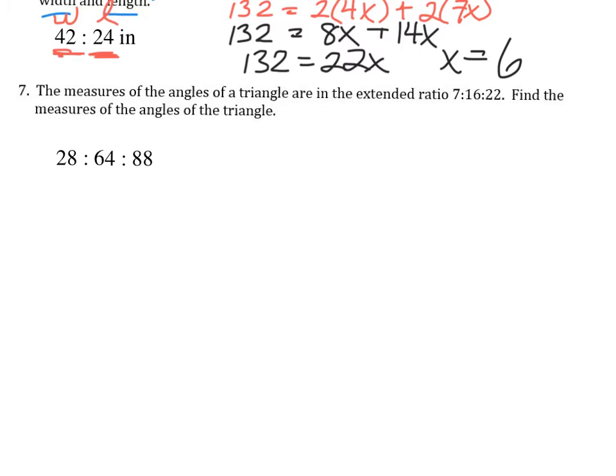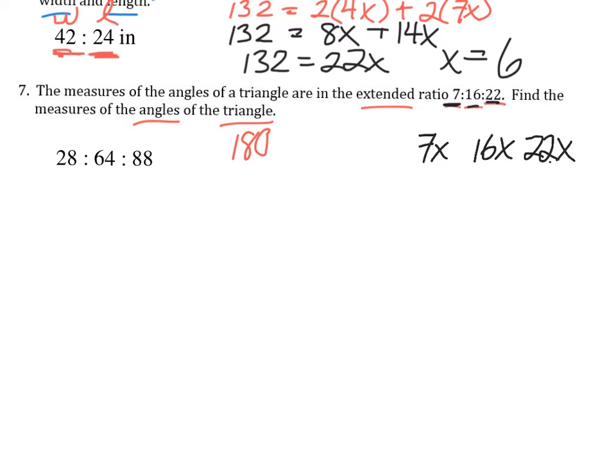For the next problem, now I'm dealing with an extended ratio. So there's three different values I'm comparing. And these represent angles in a triangle. That's important because I know that the angles in a triangle are going to add up to 180. So much like the problems before, my angle measures aren't 7, 16, and 22 because those do not equal 180. All right, but what I do know is that it's some multiple of 7, some multiple of 16, and some multiple of 22.